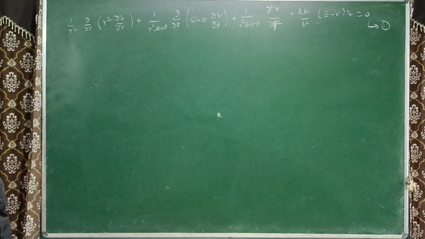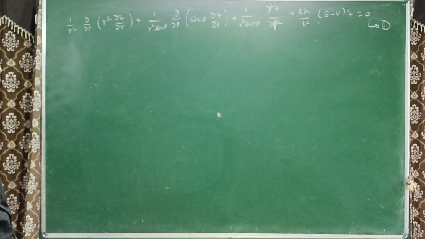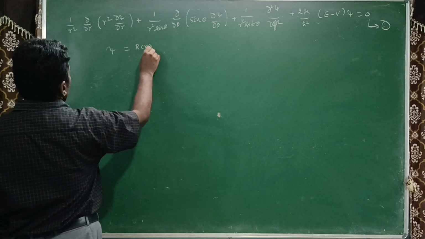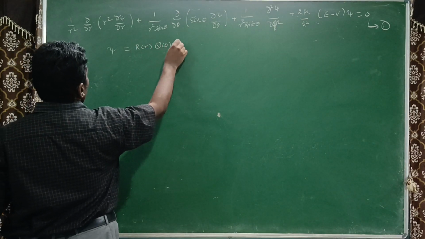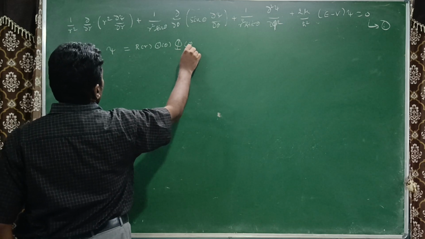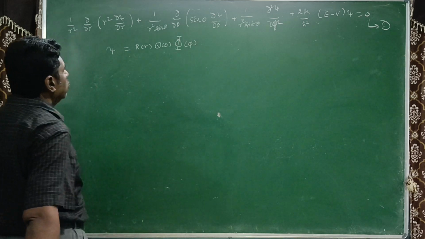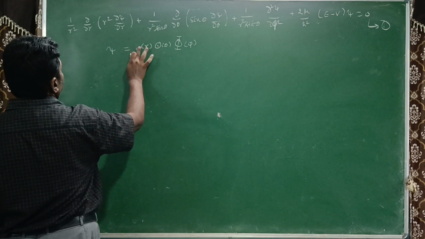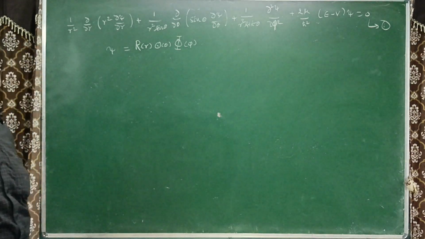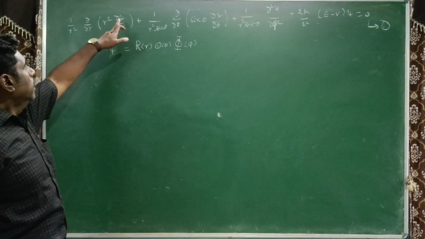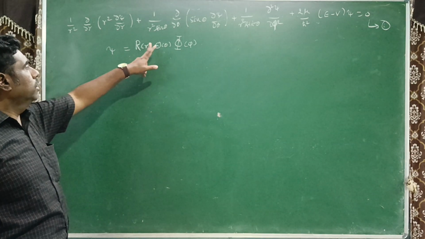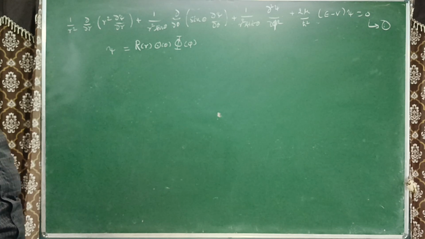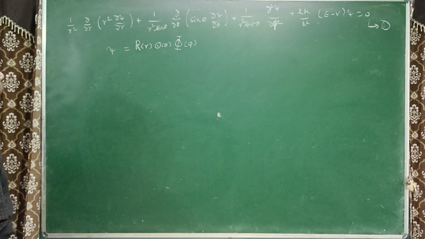Now we have to write the solution for this equation 1. The solution is psi equal to capital R of r, capital Theta of theta, capital Phi of phi. This is a solution for the above equation 1. This capital R is a function of small r. Now replace psi by R of r, Theta of theta, Phi of phi, and divide each and every term by the same R of r, Theta of theta, Phi of phi.